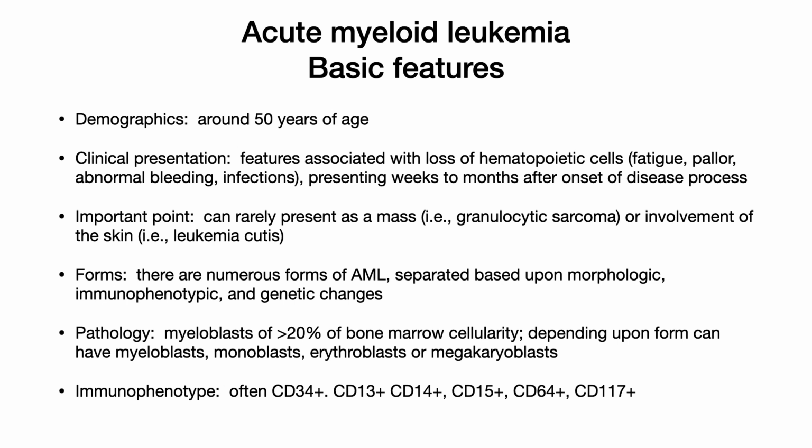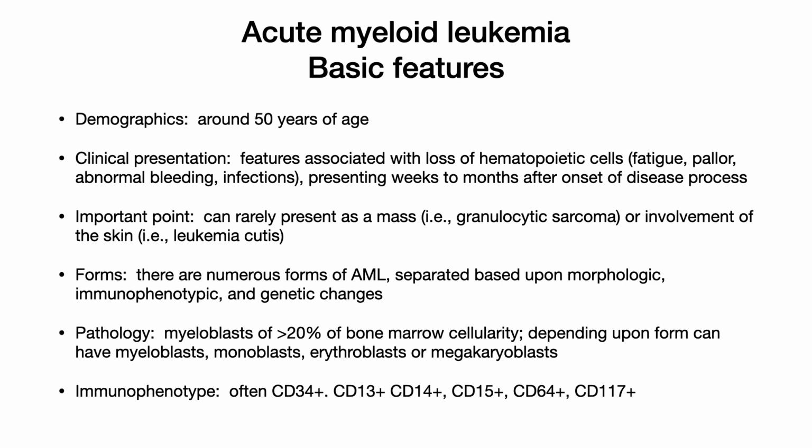The clinical presentation, just remember, when you have a leukemia that's growing, you produce tons of the neoplastic cells, and that will wipe out the normal bone marrow potentially. And so they could develop anemia, they could develop infections because of no granulocytes, they could develop bleeding disorders because of no platelets. And it's acute, so they usually present relatively quickly, weeks to months after the disease process starts. It can rarely present as a mass, what's called a granulocytic sarcoma, and it can present with involvement in the skin, or leukemia cutis.